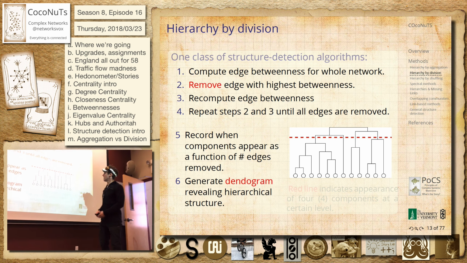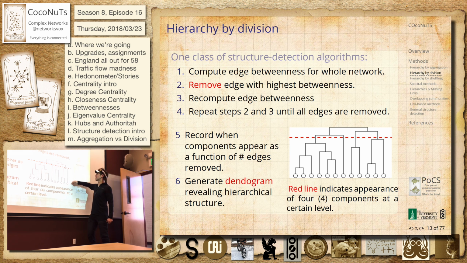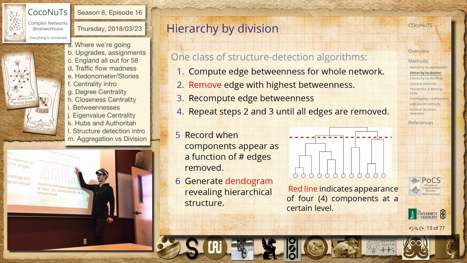So this going down here is the number of edges removed, just a linear scale. And at this point, right, there are 4 components that have emerged. And what we need is some measure here to sort of say, this is actually a pretty decent modular thing. So that's the piece we'll get to.